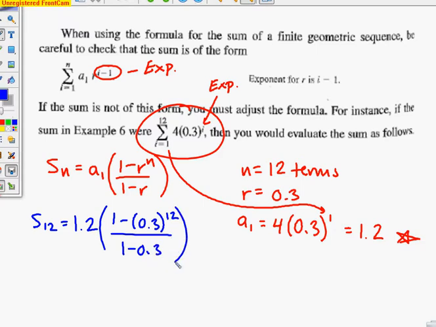And again, be very careful with your parentheses. Maybe you can try it on your own. 1.2, parenthesis, and I'll just do it silently, and hopefully you get the same thing. So I get a sum now of 1.714.